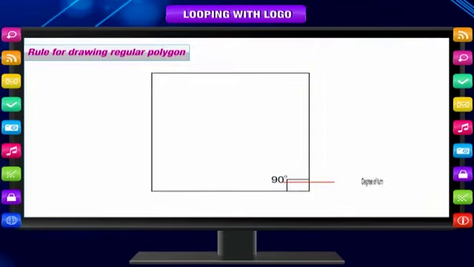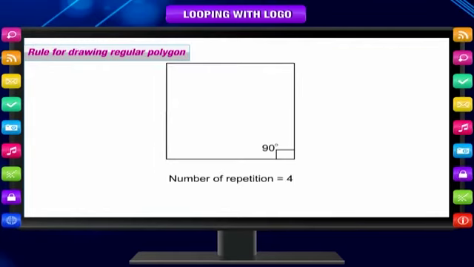The degree of turn is equal to 360 divided by the number of sides. This means degree of turn is equal to 360 divided by n, where n is the number of sides. Hence, the degree of turn to draw a square is 360 divided by 4, which is 90 degrees. The number of times you have to repeat is the same as the number of sides of the polygon. Number of repetition is equal to number of sides.